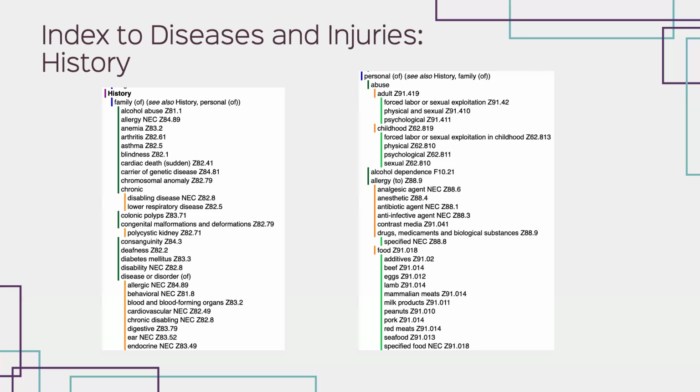So your ICD-10-CM alphabetic index to diseases and injuries is going to be listed in an indented structure. You want to be very careful in looking at your alphabetic index to make sure that you're selecting your correct code from that indentation format. If you look at the example here of history in the index, on the left-hand side you have your family history, and then on the right-hand side, underneath history, you've got a personal history. So it's important to make sure that you're following that indentation. If you have a personal history, you're not coding from the family history and vice versa.